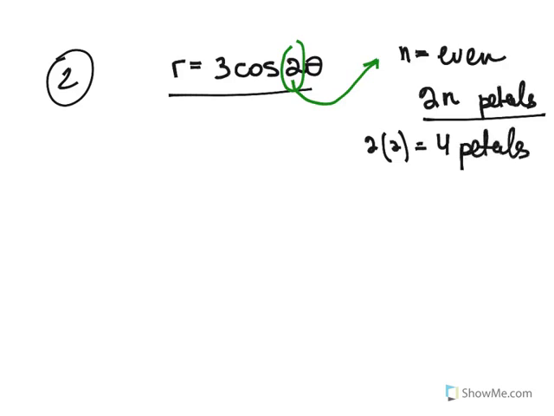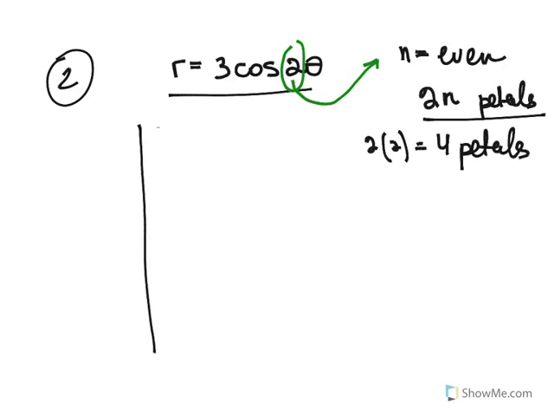Now look, it's cosine, it's not sine. So that means something. If you watched my first video very carefully, I hope you remember that your petals, at least one of them, has to be on the horizontal axis. Okay, so we're expecting to get the 4 petals.